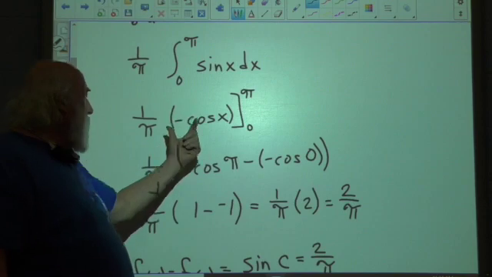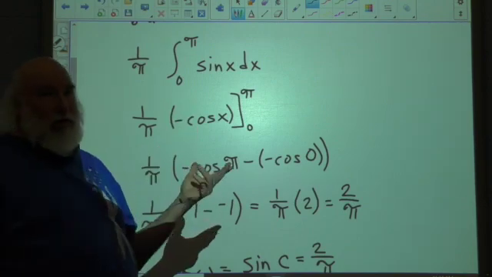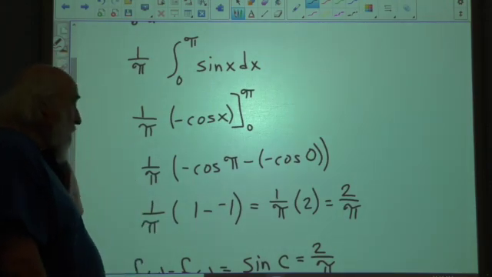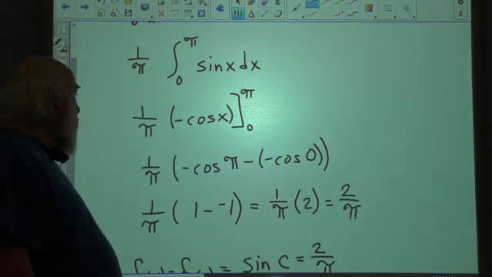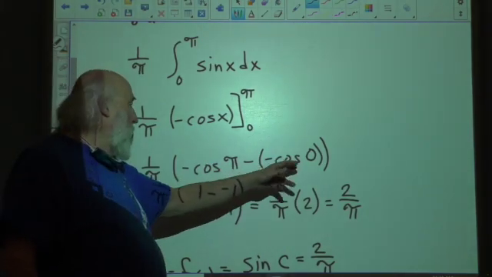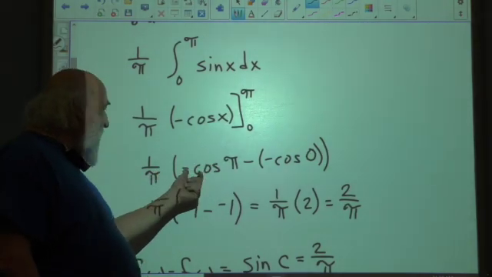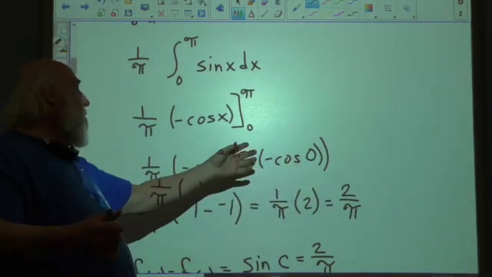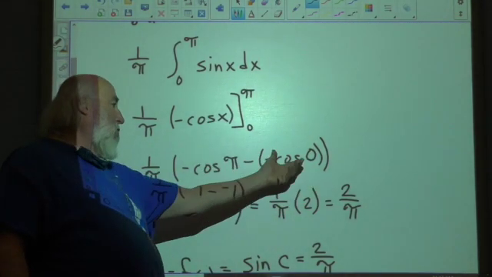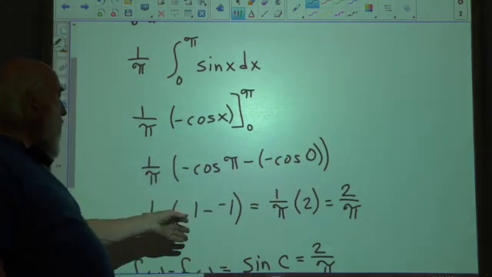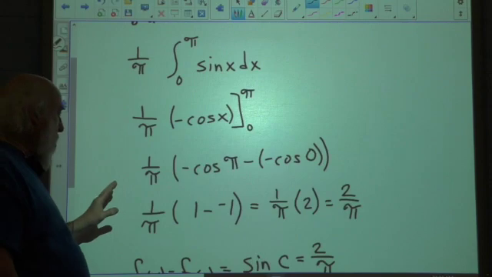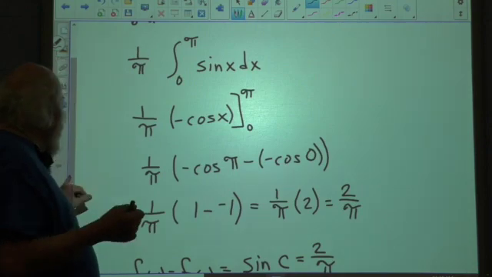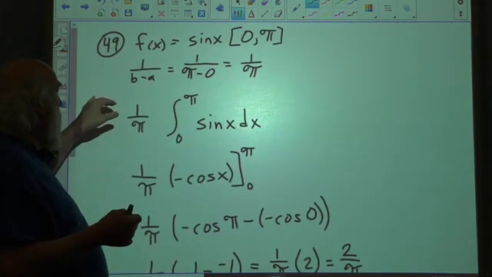So this is going to be negative cosine of pi, which is right between the second and third quadrant. And we know that value is negative 1. But then we have the negative of a negative 1, which makes that positive 1, minus the cosine of 0 is positive 1, but now you've got a negative cosine of 0, which is negative 1. You get 1 minus negative 1 equals 2, times 1 over pi, which gives you 2 over pi. That is your value that you're going to plug into the function now, right here.